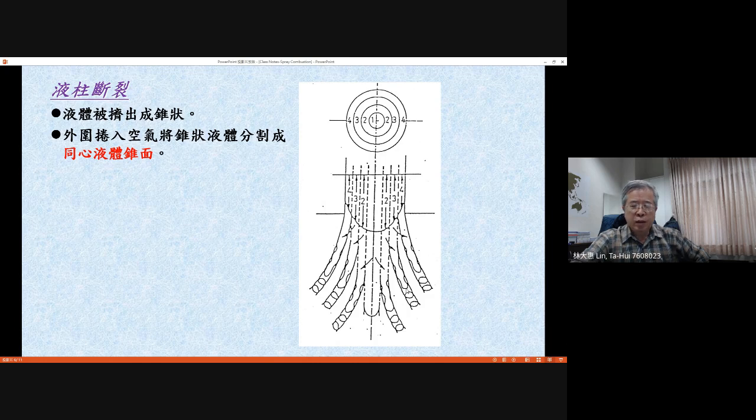And for each individual spray cone, you will find there are some waves occurring on the liquid sheet surface. Okay.